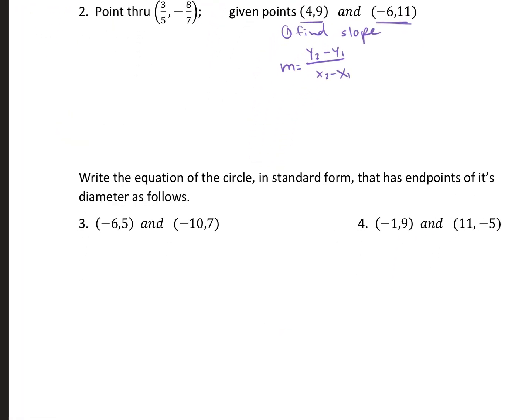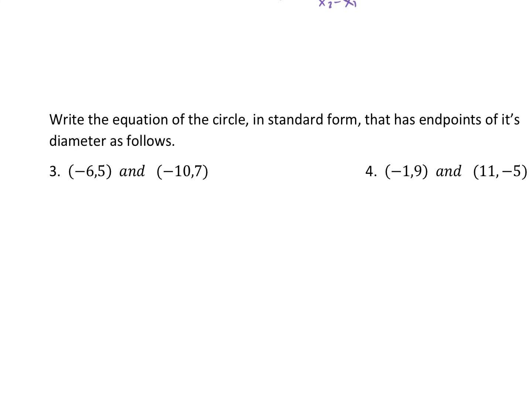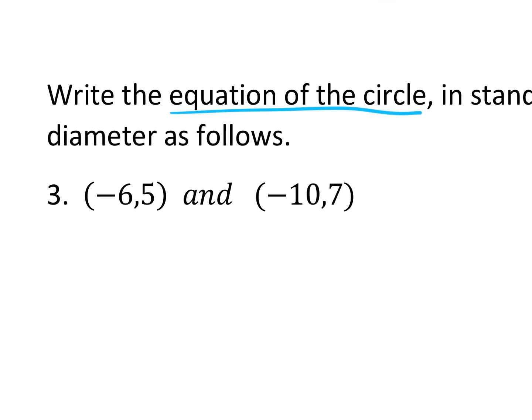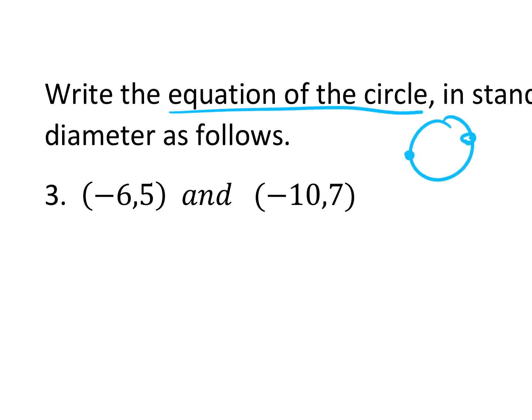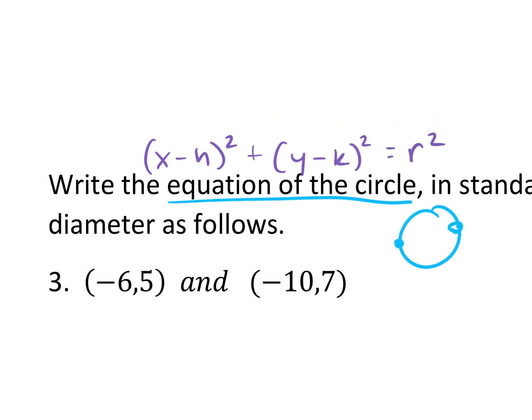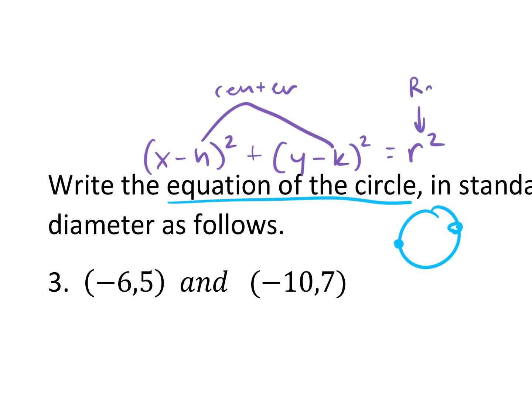Let's take a look at number 3. It says write the equation of the circle in standard form that has the endpoints of its diameter as follows. So these are the two endpoints of our diameter. For our circle equation, we need the center. So our circle equation is x minus h squared plus y minus k squared is equal to r squared. So we need to find our center, which is h and k. And we need to find our radius.